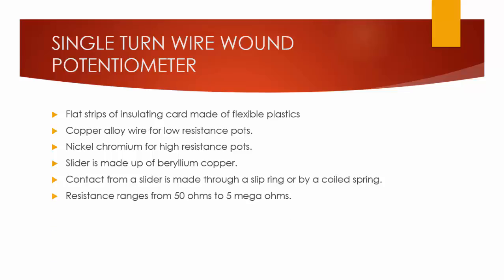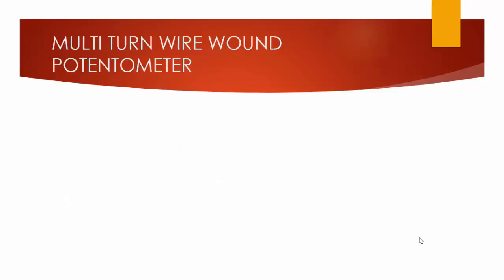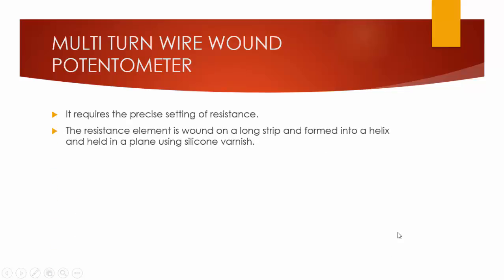Here the resistance varies from 50 ohm to 5 mega ohm, and the power rating is from 2 to 3 watts. Now moving to the application, it is used as an element in amplifiers and for brightness and contrast control in television receivers. Now heading towards the multi-turn wire wound potentiometer, it is used for precise values of resistance. The resistance element is wound on a long strip, formed into a helix and held in a plane using silicon varnish.